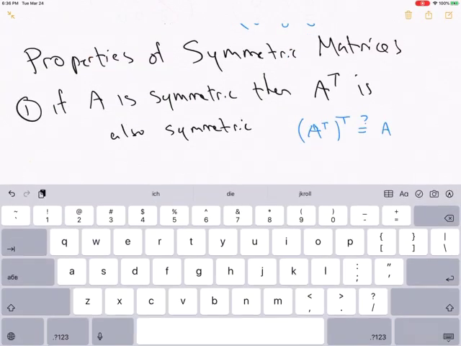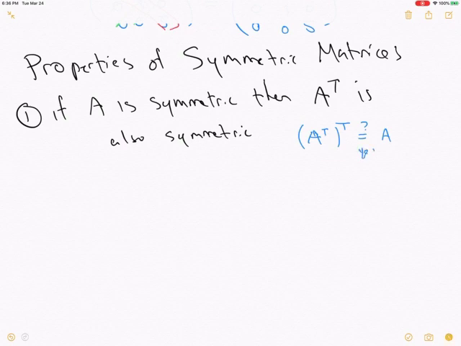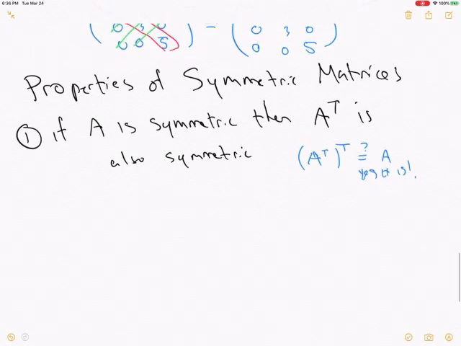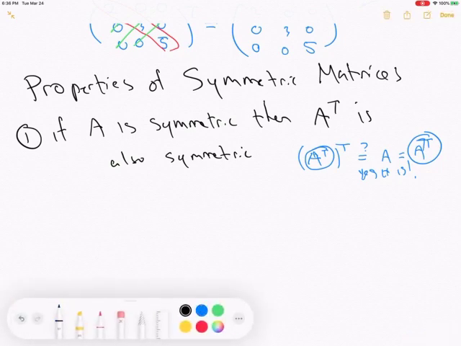Yes, it is. It is equal to itself. And since A is symmetric, we already know that it's equal to its own transpose. So this says that the transpose of the transpose is equal to itself. You can think about that, but it's not very profound.